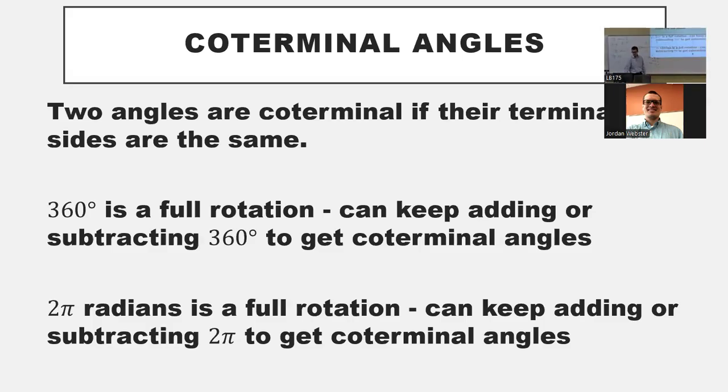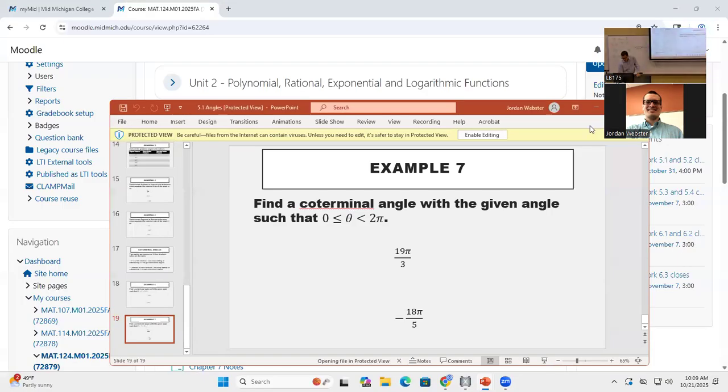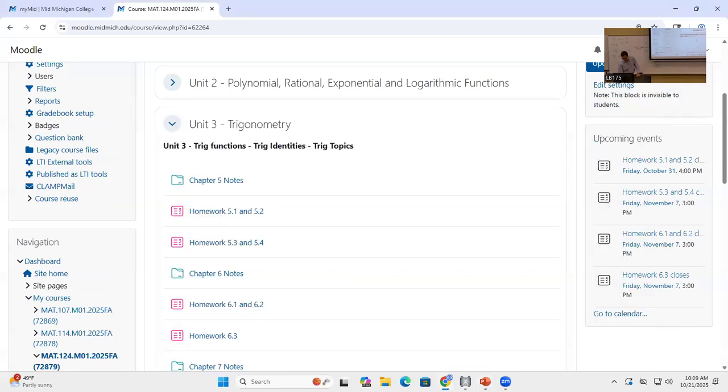Okay, so that's the idea of coterminal angles. Coterminal angles are angles with the same terminal side. And in trig, a lot of times those are essentially the same things. Not always, but most of the time. All right. So that's the introduction to angles section.